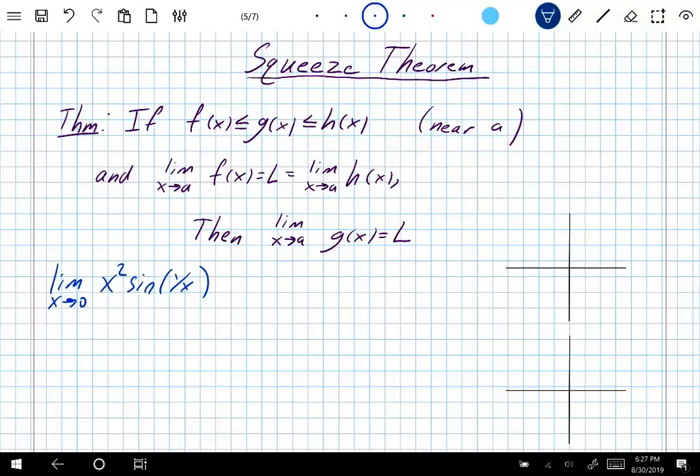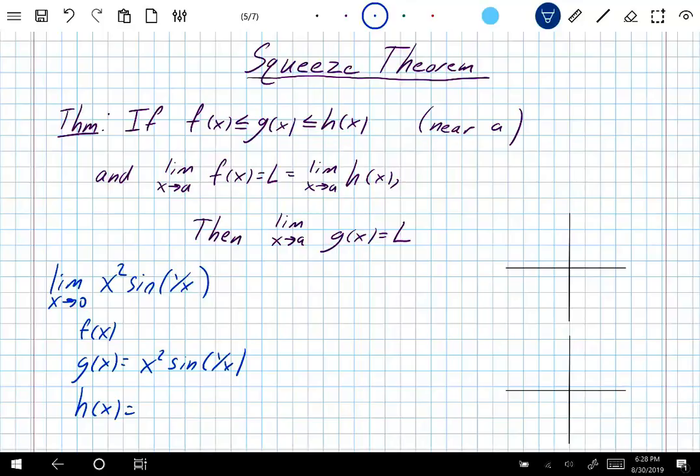Sine of x has an upper and a lower bound. So we want to find a lower bound f(x). We have the original function, g(x) equals x squared sine of 1 over x. And we want an upper bound also, h(x). So we think to ourselves, okay, I think this thing is going to 0. Maybe by graphing it. What could we find here that would be an upper bound for sine of x?